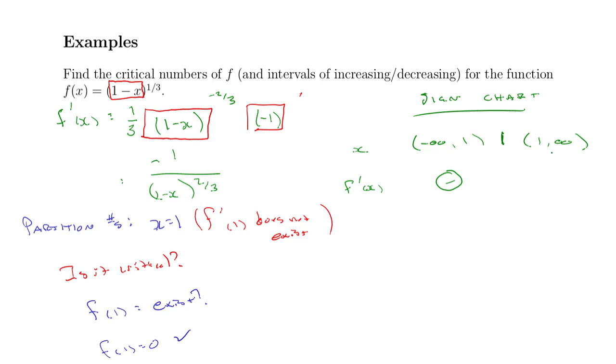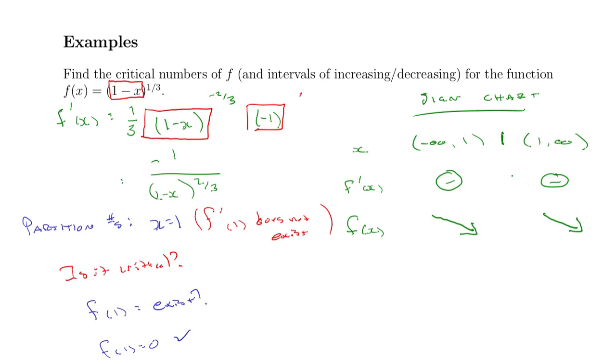If I plug in something bigger than 1, like let's say 2, then I get negative 1 over 1 minus 2. That's going to be negative 1. But when I raise it to the 2/3, it becomes positive 1 again. So now I've got negative 1 over positive 1. That's going to be negative. What that means for my function is that if my derivative is negative, my function has to be decreasing because the slopes are negative. I use a little downward arrow to represent that. Same thing here. On this interval, we're going down.